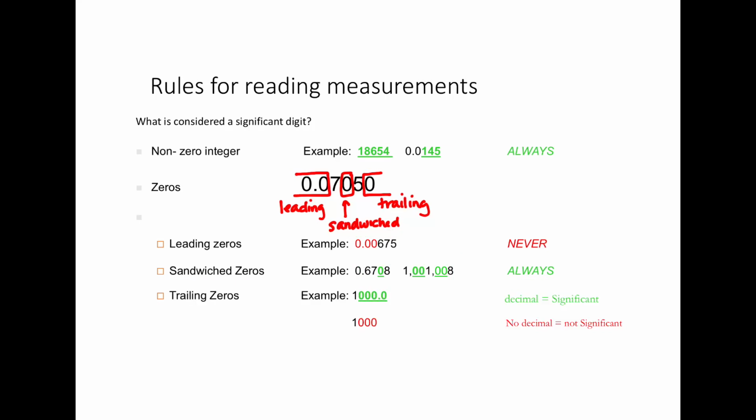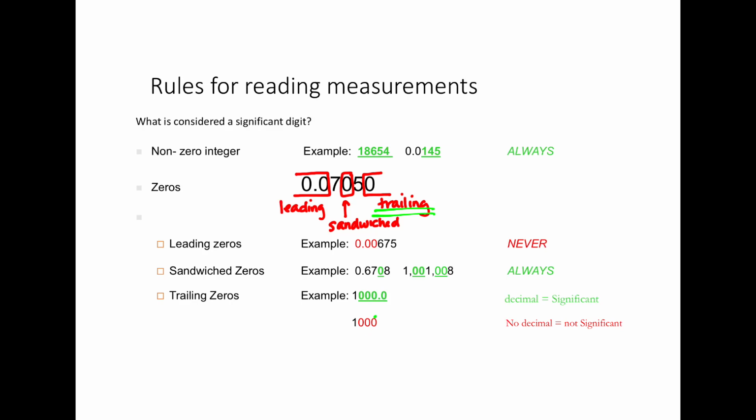Now let's talk about our last type of zero, which are the trailing zeros. Now, trailing zeros can be measured, but they can also just be there to give magnitude to the number. And let's look at these 2 examples that we have. In the top number, these zeros are measured, and we know that because there's a decimal point. In the bottom example, those zeros were not measured, and they only exist to give this number magnitude.